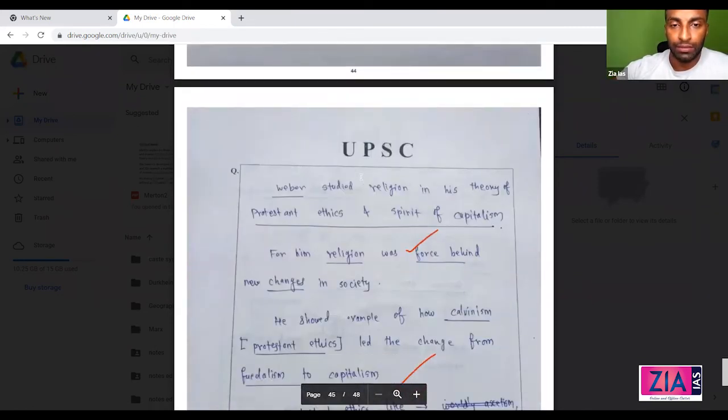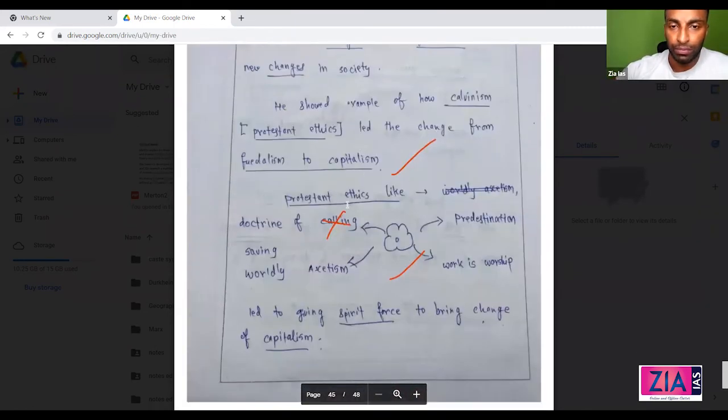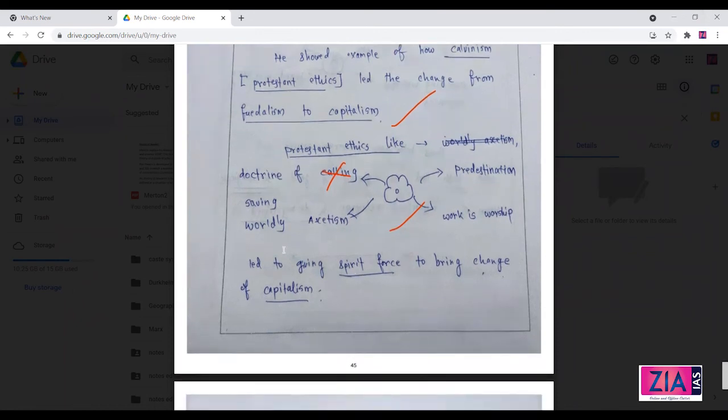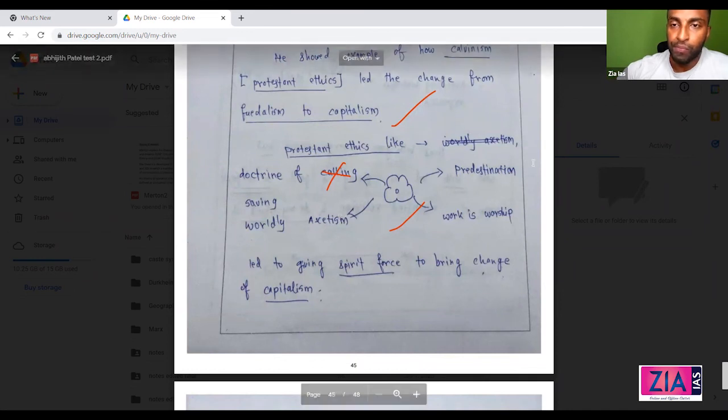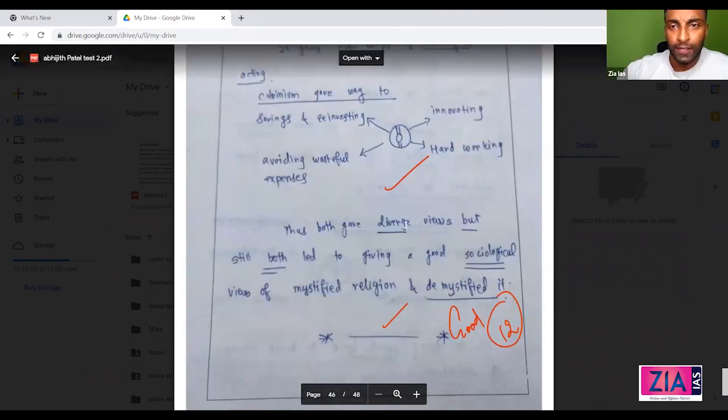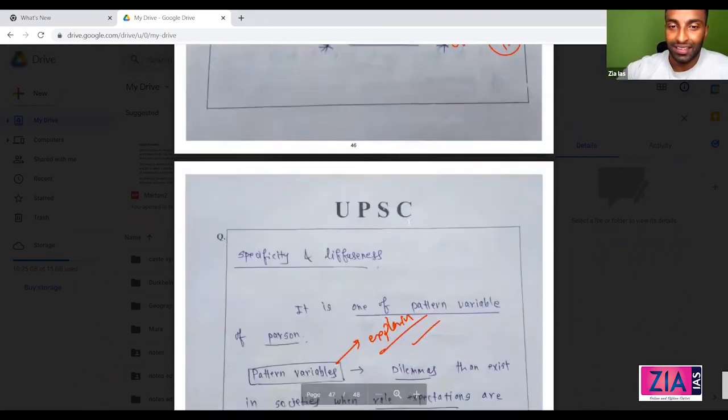Religion, integration. That role of integration is what you need to mention. This is the doctrine of predestination, okay? The notion of calling and the doctrine of predestination. Write it completely, this worldly asceticism. Okay, sir. Doctrine of predestination, workers worship. Yes, it is a comparison. It's a good comparison. Comparatively good. Okay, sir.